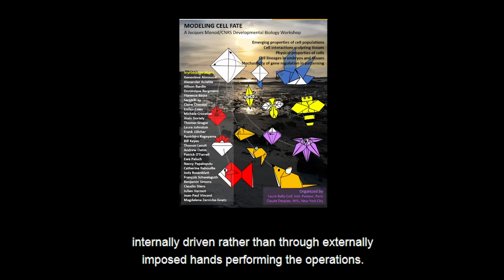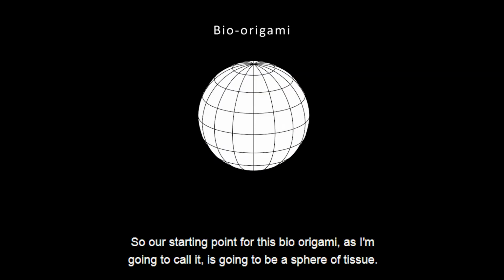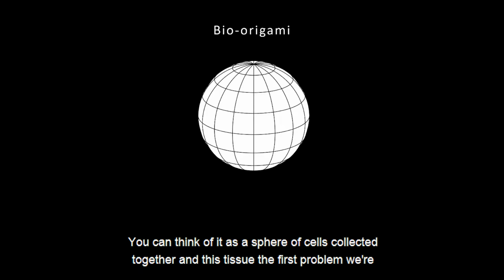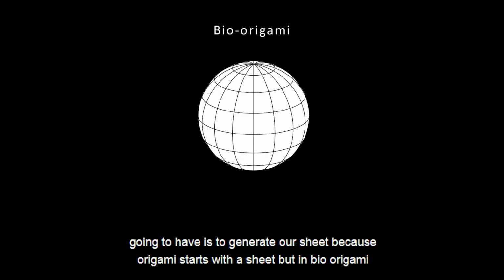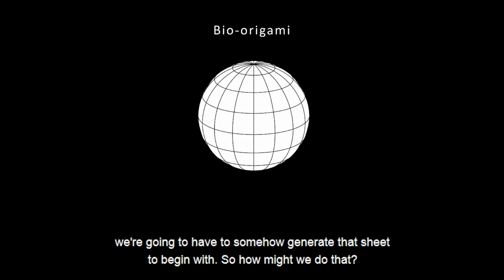To illustrate that, I'm going to try to do a kind of biological origami, and see if we can achieve it through biological properties, internally driven, rather than through externally imposed hands performing the operations. So our starting point for this bio-origami, as I'm going to call it, is going to be a sphere of tissue. You can think of it as a sphere of cells collected together. The first problem we're going to have is to generate our sheet, because origami starts with a sheet, but in bio-origami, we're going to have to somehow generate that sheet to begin with. So how might we do that?